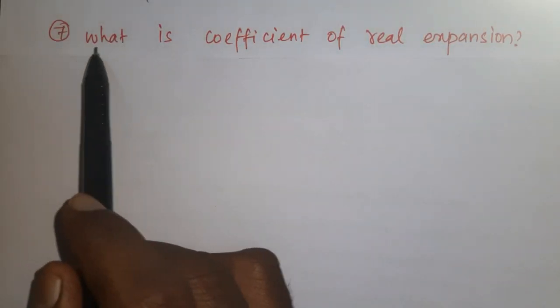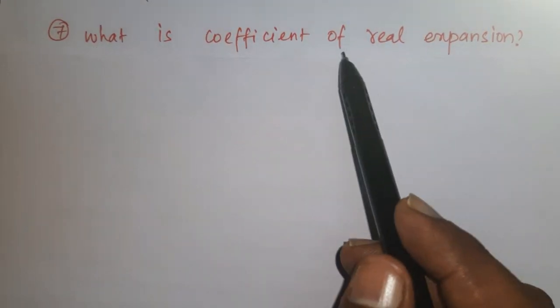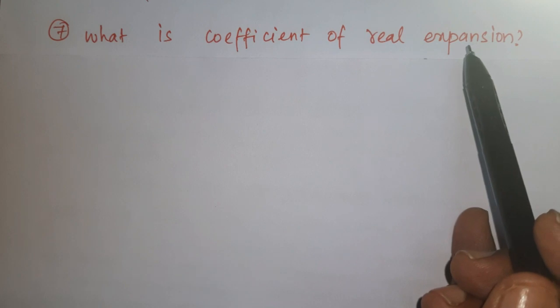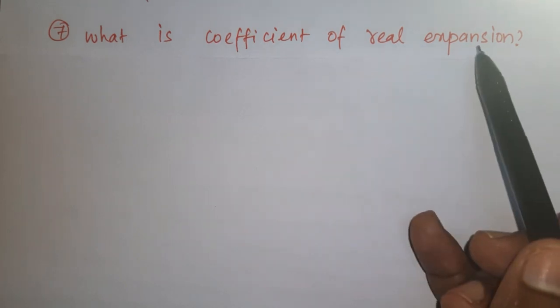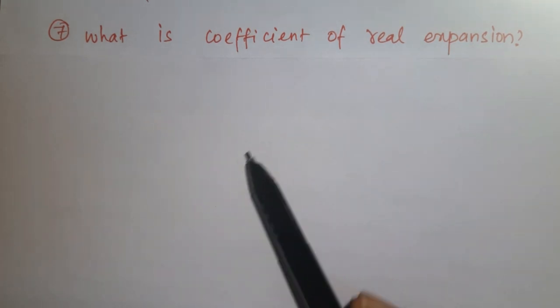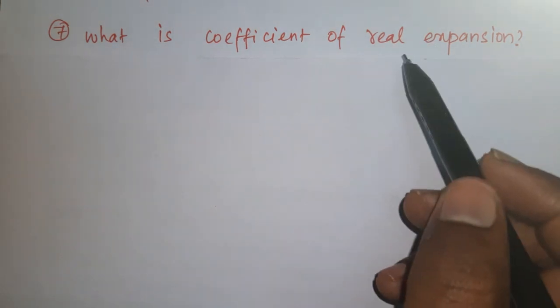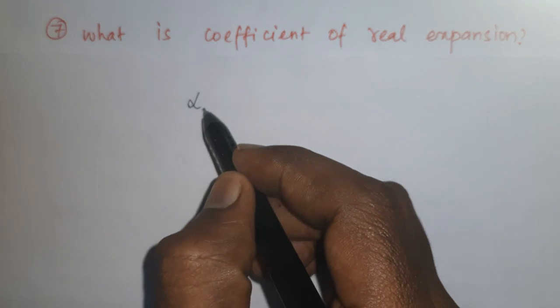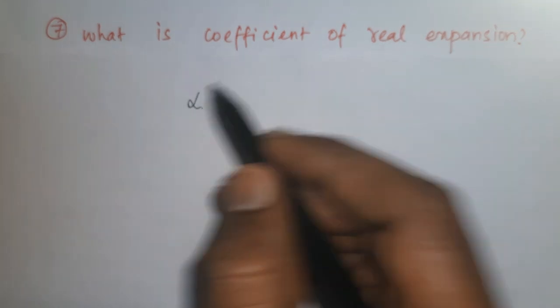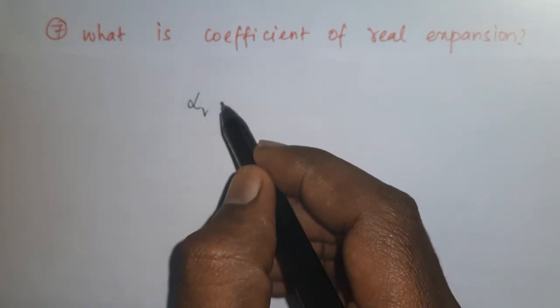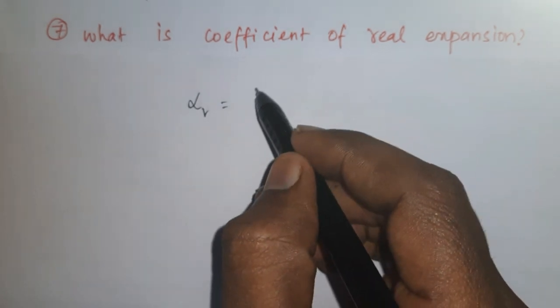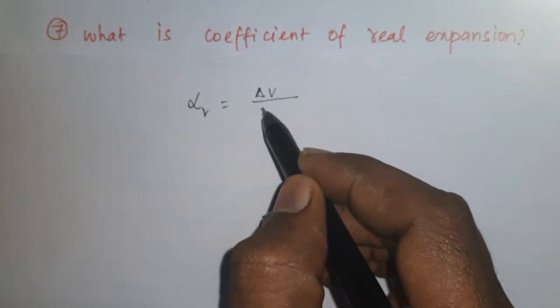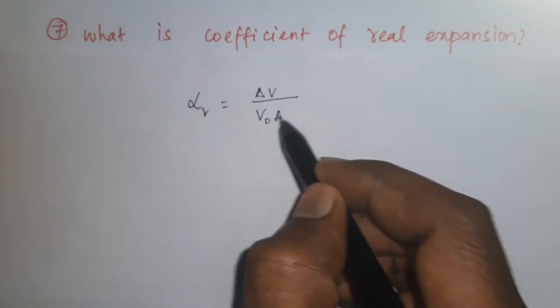Question number 7. What is coefficient of real expansion? Here, coefficient of real expansion for liquid. Real is nothing but true. So you remember this formula: alpha V, the coefficient of real expansion, is equal to del V by V naught into del T.